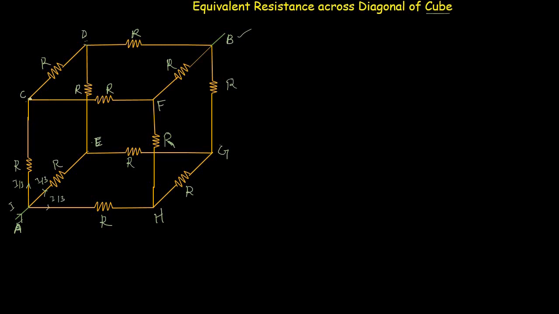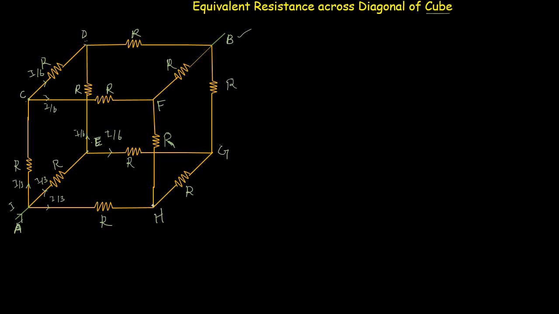Now at node C, there are again two choices available for this current to flow through these two resistors. Due to the symmetry, this current will be divided equally into two parts. So the current through this resistor will be I divided by 6, and the current through this resistor will also be I divided by 6. At point E, we also have two choices, and this current will be divided equally due to the symmetry. So the current through each of these two resistors will be I divided by 6.